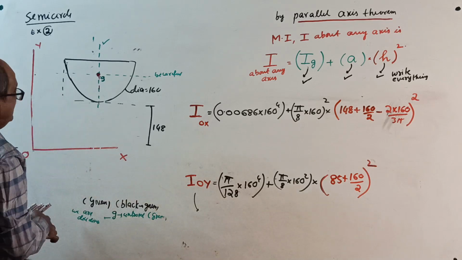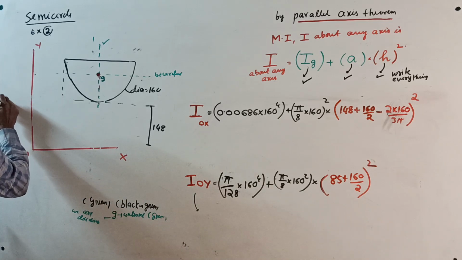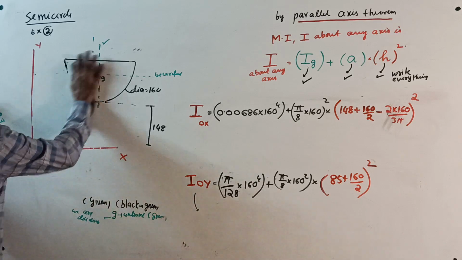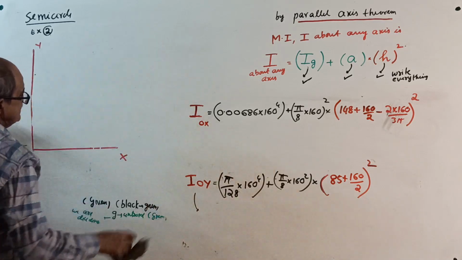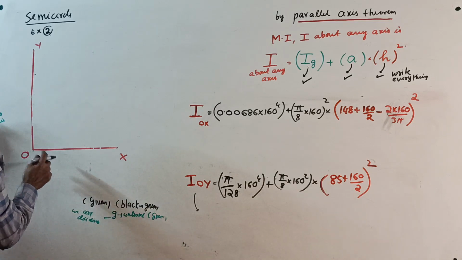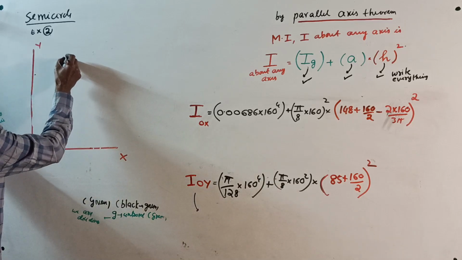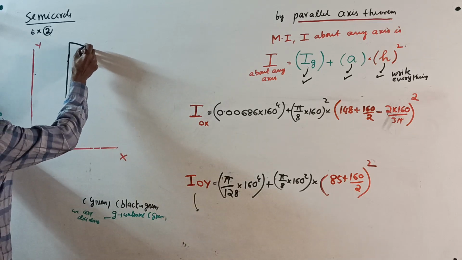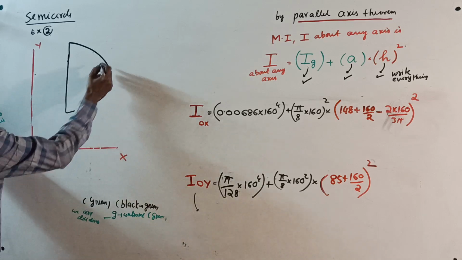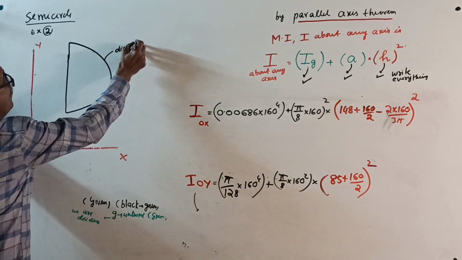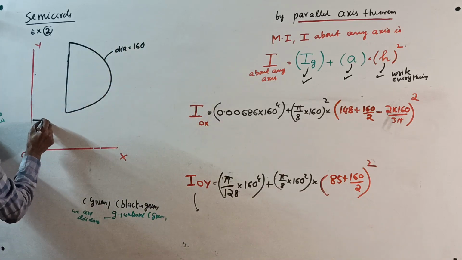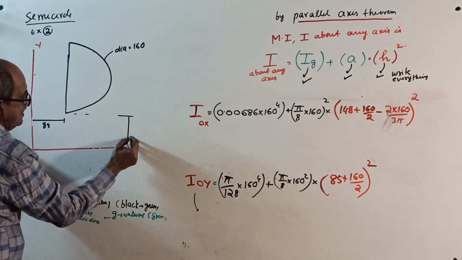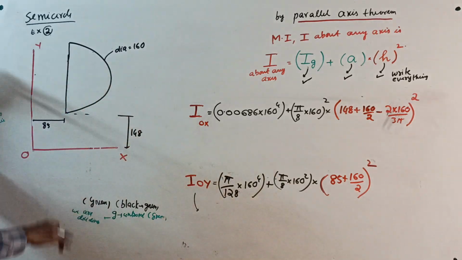85, 148, and diameter is 160. I want to maintain the same to save time, that's all. Now next, this one, which is 85. Diameter is 160. This distance is 85, out of scale, and this distance is 148, out of scale, given in the question. This is the question given. Example number 3.